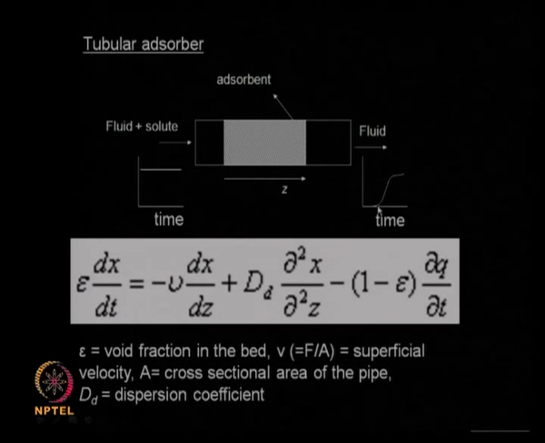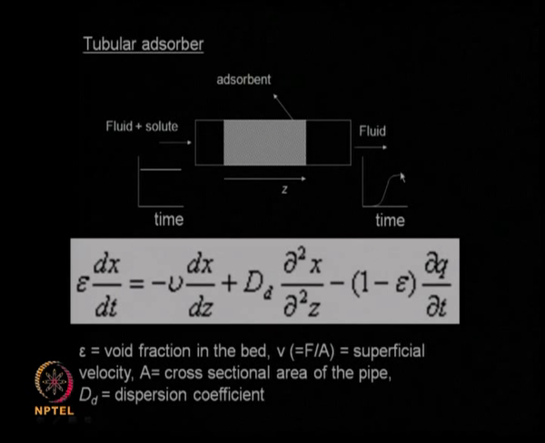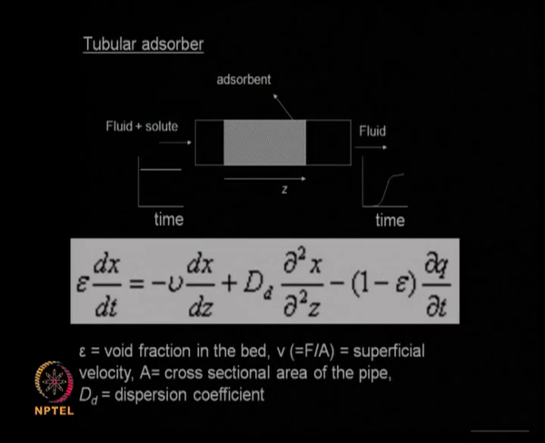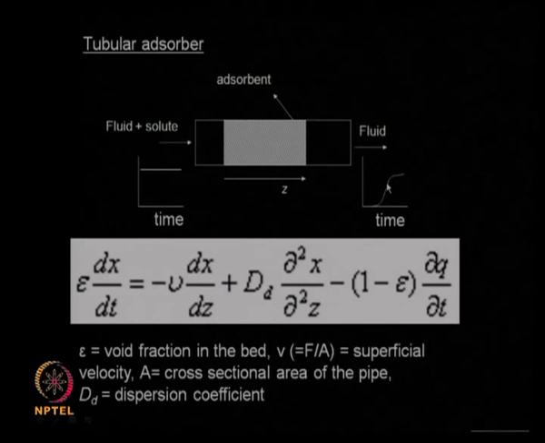Initially the concentration will be 0 and after some time it will start coming out. We will talk about this particular curve more in detail. So initially your adsorbent is fresh, so it will adsorb all the solute, so the fluid that is leaving will be free of any solute, but after some time slowly the tube adsorber is getting saturated, so you will start seeing some solute in the exit stream or the effluent stream, and finally after some time there will not be any adsorption taking place, whatever is coming in will be going out.